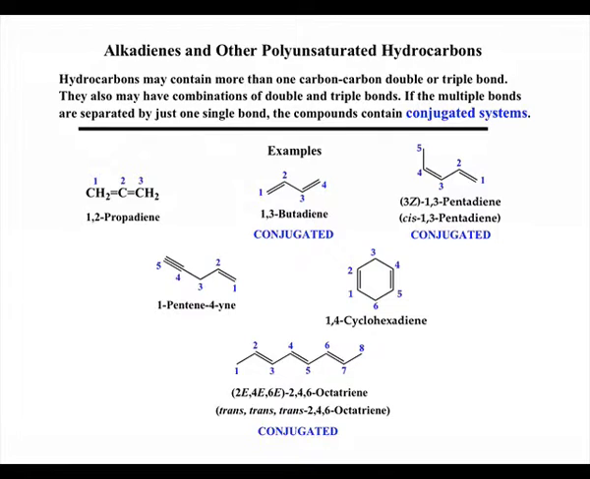1,4-cyclohexadiene. That is non-conjugated. These are just two alkenes that are separated, because we have double bond, then single, then double bond, right? And down here we have octatriene, double, single, double. This is a conjugated system over carbons 2 all the way through 7. This is one pi system throughout the entire thing, right? And so we have conjugated systems, we have non-conjugated systems shown up there.